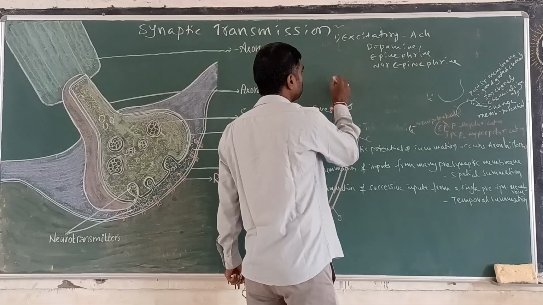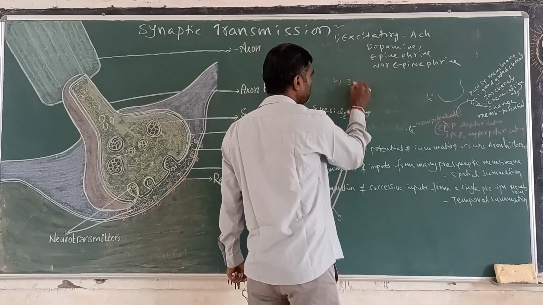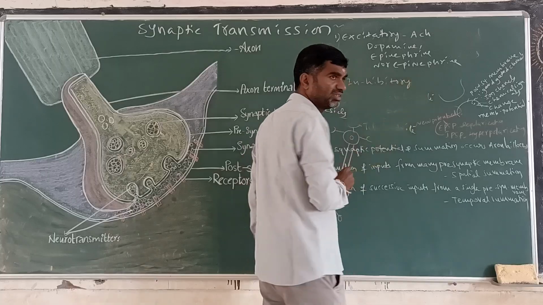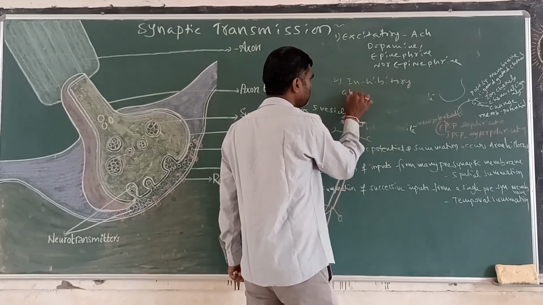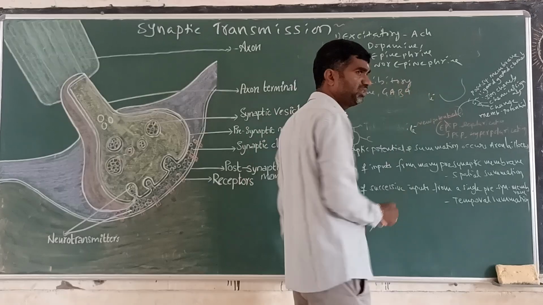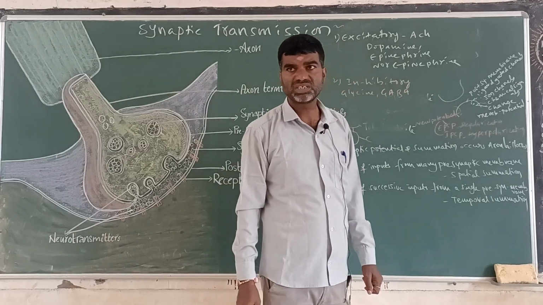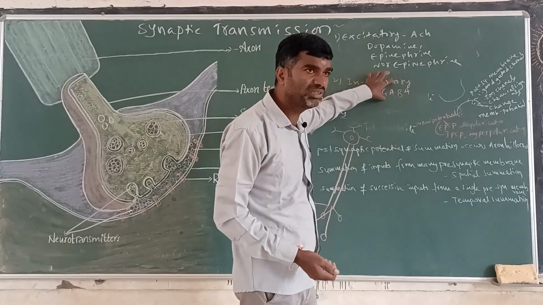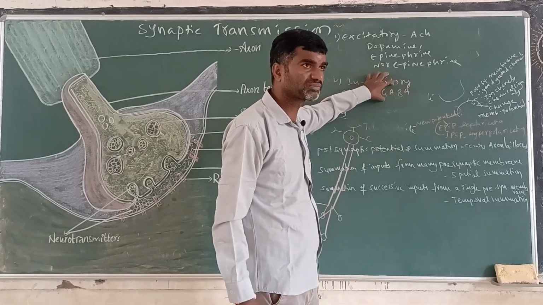The second one is the inhibitory neurotransmitters. The inhibitory neurotransmitters are glycine and GABA. GABA means gamma aminobutyric acid. This is called the inhibitory neurotransmitters.